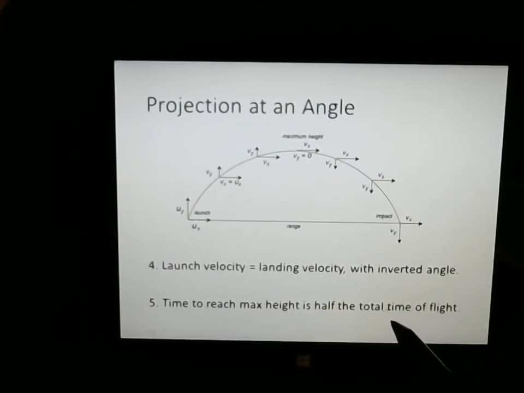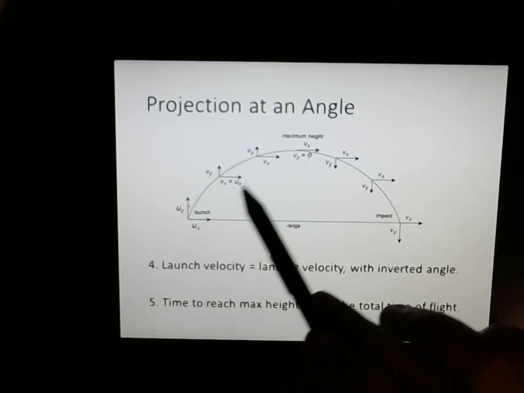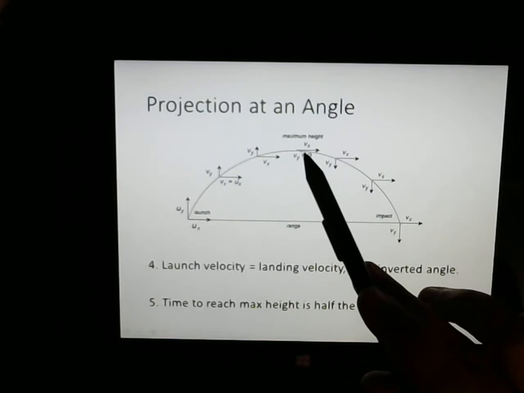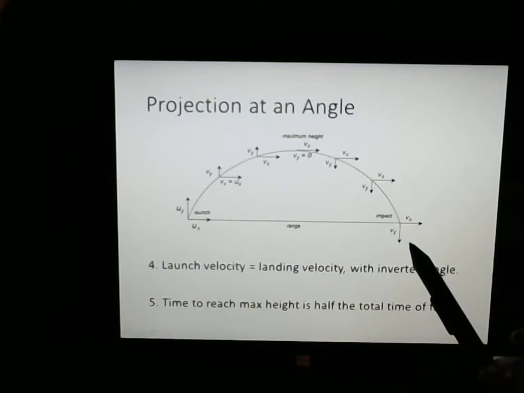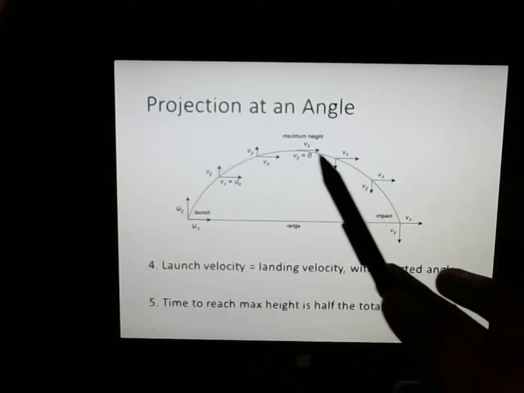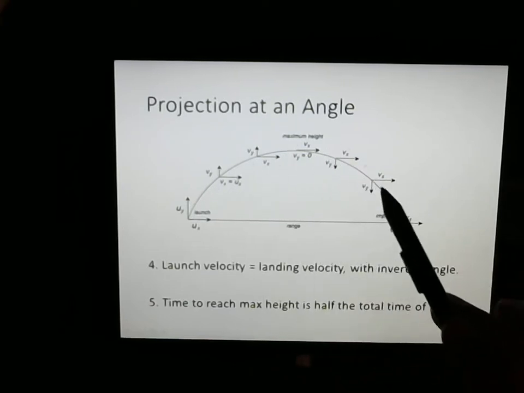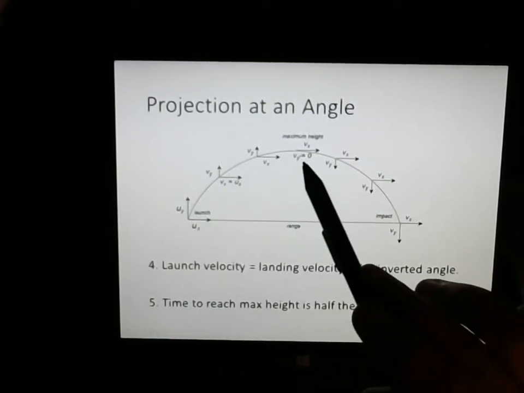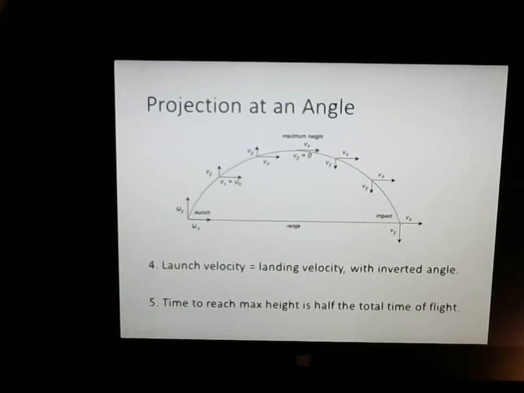The other really important bit is that this is symmetrical, so the time it takes to reach our maximum height here is also going to be the time it takes to fall down from that height. And so the total flight time to go from launch all the way to landing is going to be twice as much as the time it takes to get here, or time to reach max height is half the total time of flight. With these two things, we're able to do a lot of working out from this now.